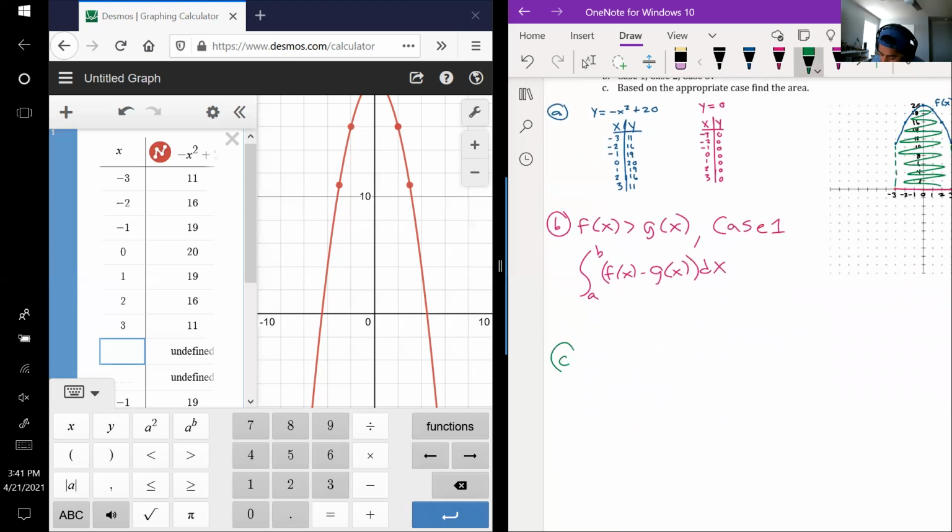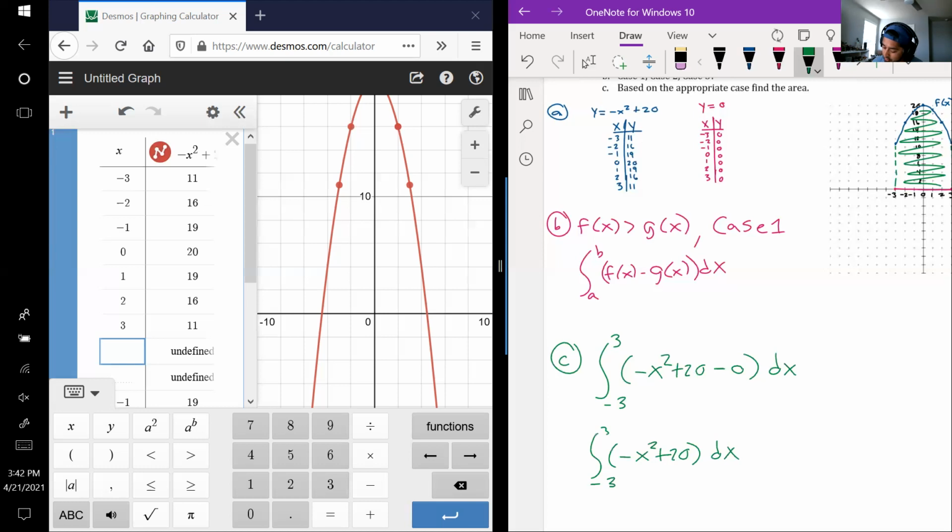Okay. So C, we're going to get the integral, and the x values they gave us were from -3 to 3. So it's going to be the integral of -3 to 3 of f of x, which was -x squared plus 20, minus g of x, which happens to be 0, with respect to x. Okay, clean this up, and you get -3 to 3 of -x squared plus 20 with respect to x.